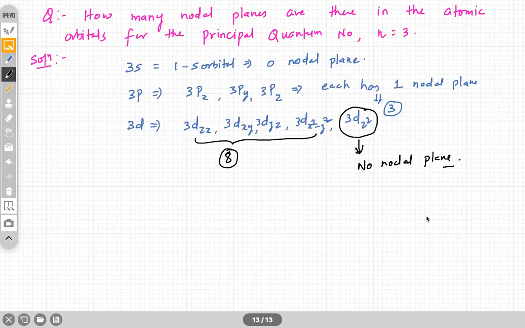Yeah, 3s has a spherical node. It is not a nodal plane. The question is about nodal planes here. A spherical node we have, but a sphere is not a plane. That's why we are considering it as zero. So the answer for this question is 11.